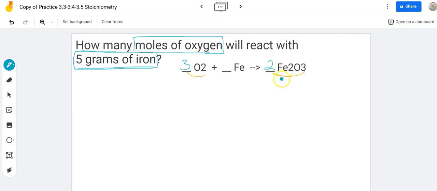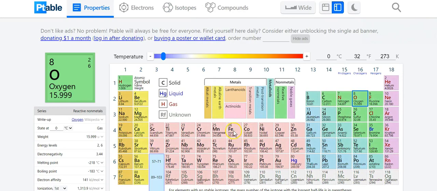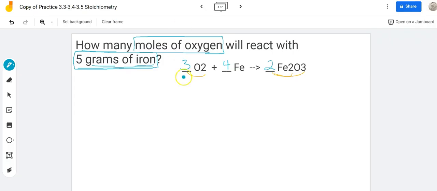Okay, so that's 2 times 2 gives me 4 irons, so this has to be 4. Okay, I have grams here. So my second question was asking if I have grams, I need to find the weight of iron. So going to my periodic table, iron is right here, 55.845. This is just pure iron, so that's 55.845 grams per mole. That's iron.